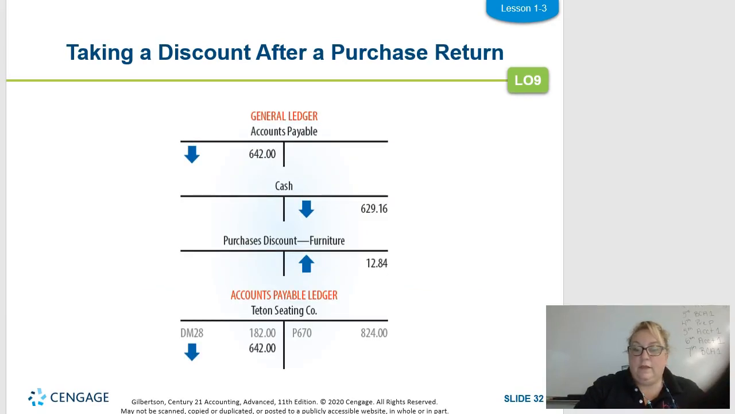So there it is in the T account form. Notice the original amount on the bottom, under Teton Seating. The original amount for the 670 was 824. You see that DM on the debit side for the 182, so that means they took it out. And so all we owed was the 642, and since we paid it, that's the amount. Well, we paid most of it, right? Before the discount. So we're taking that 642 out.